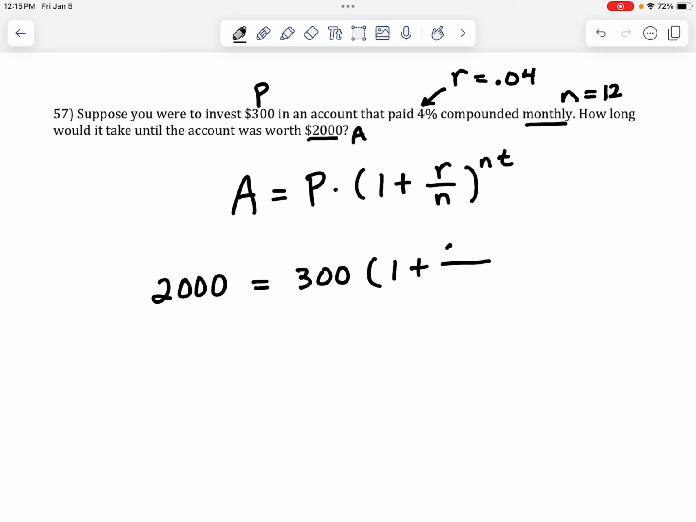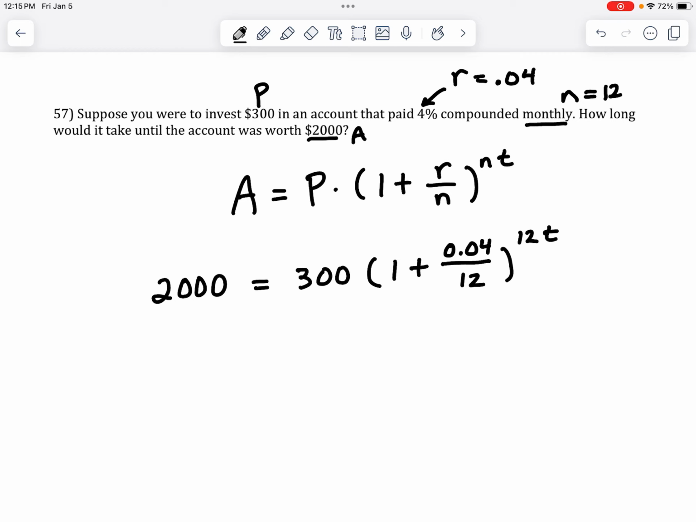The R is 0.04. That's divided by 12. And then the N is 12. And then we need to solve for T. And solving for an exponent means we get to use logarithms.